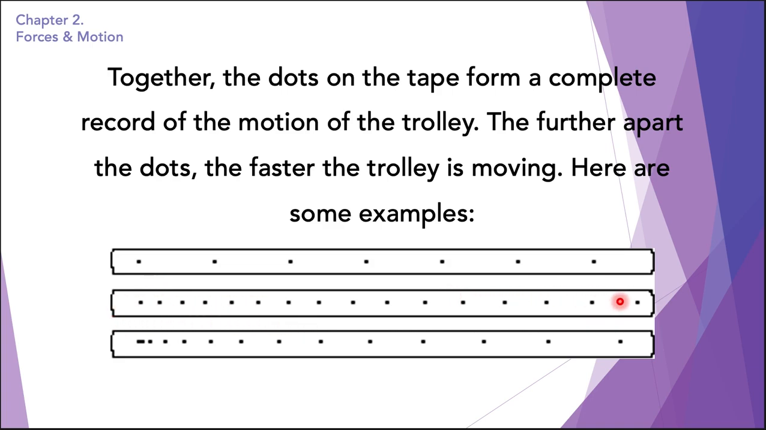Trolley speed has increased. And this one is also an example because the dots are so close over here at this point, and as it moves along, they get further and further away from each other. So the speed is increasing.